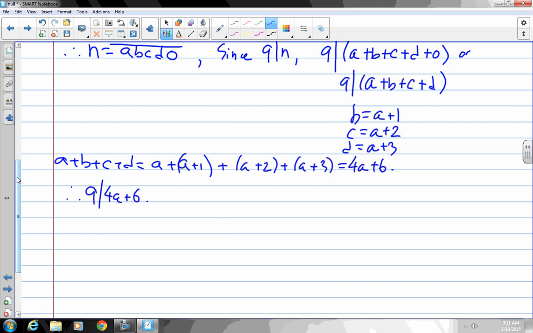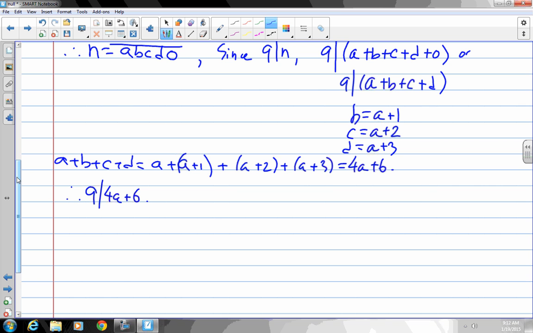Let's do it verbally. First of all, can A even equal 0? Can you have a 5-digit number starting with 0? No. So can A equal 1? If A equals 1, you get 10. Does 9 divide 10? No, so A cannot equal 1. If A equals 2, we get 8 plus 6, 14. 9 divides 14? No. A equals 3: 12 plus 6 is 18. 9 divides 18? Okay, keep 3 in mind.